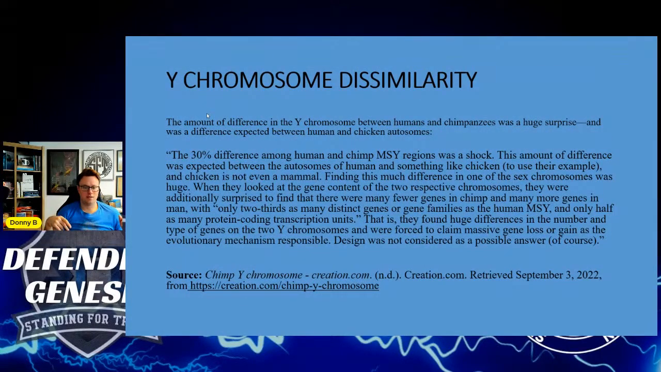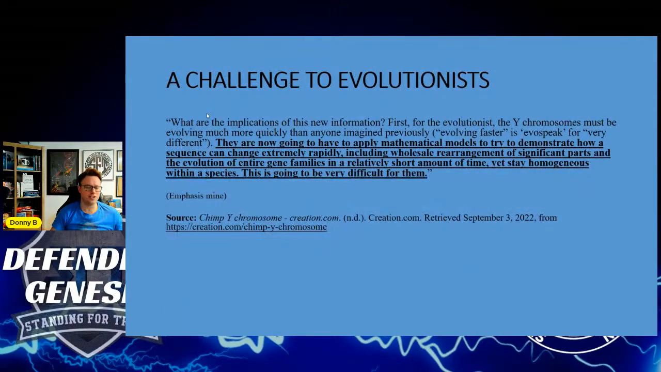The amount of difference in the Y chromosome between humans and chimpanzees was a huge surprise. And was the difference expected between human and chicken autosomes? So you can read all this yourself. Check these sources, guys. I'm going to start winding it down here. And here's the last slide I want to touch on.